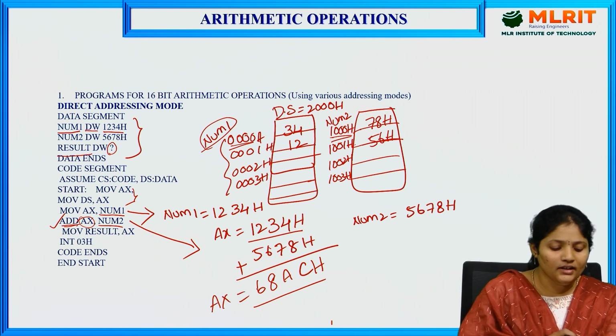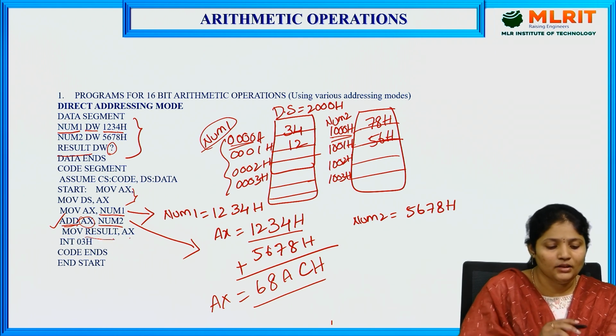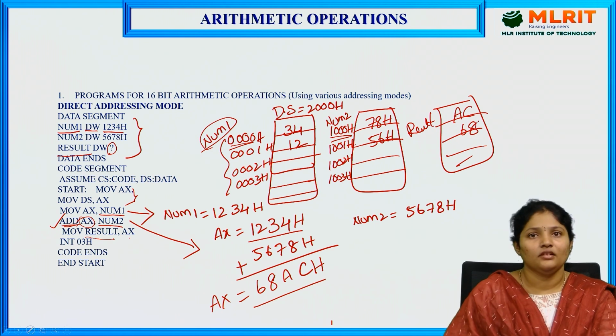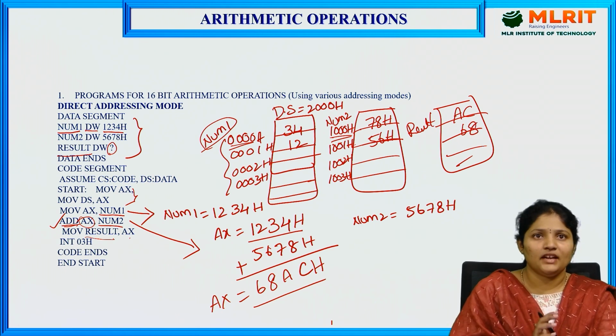Now it's time to store this AX register value in another memory segment, which is given by the result. So here this output will be stored like this. So this is how we will write programs using direct addressing mode.